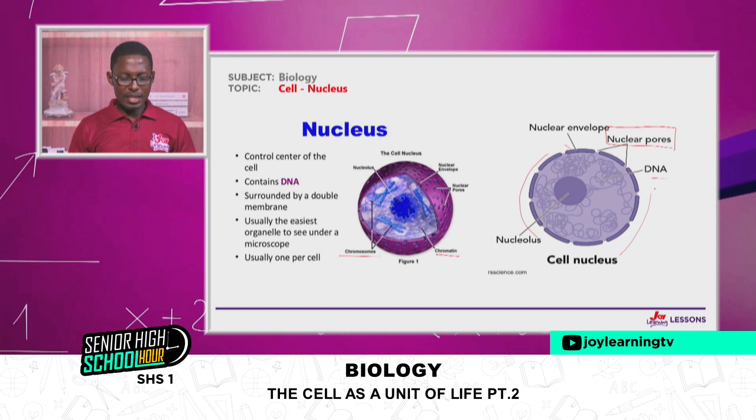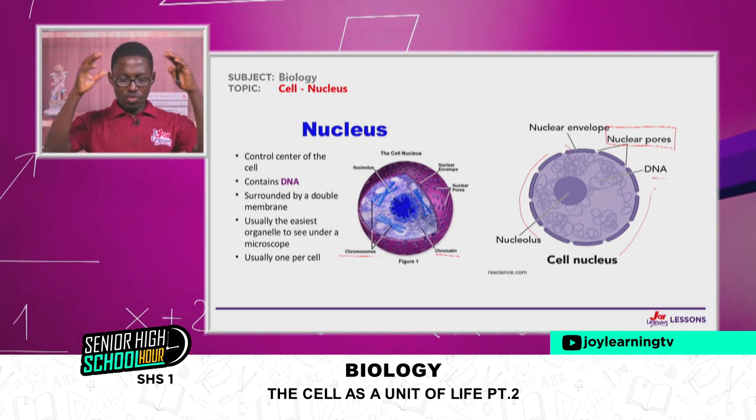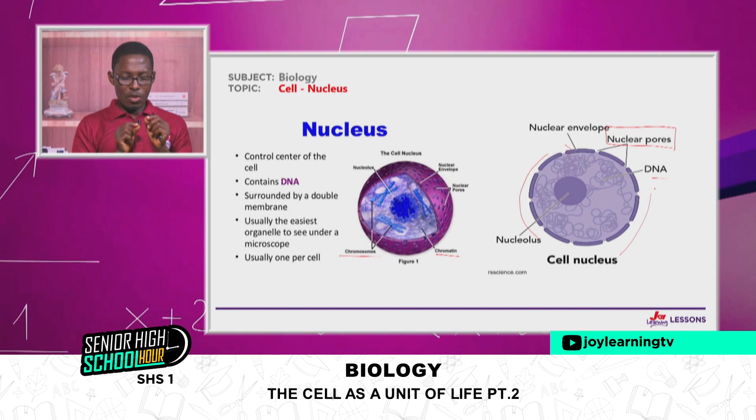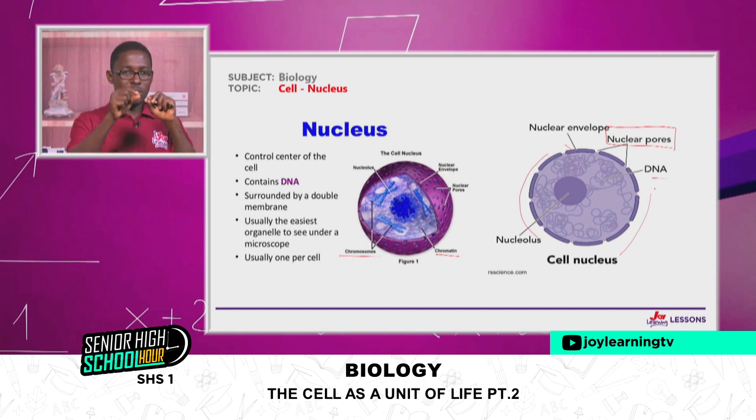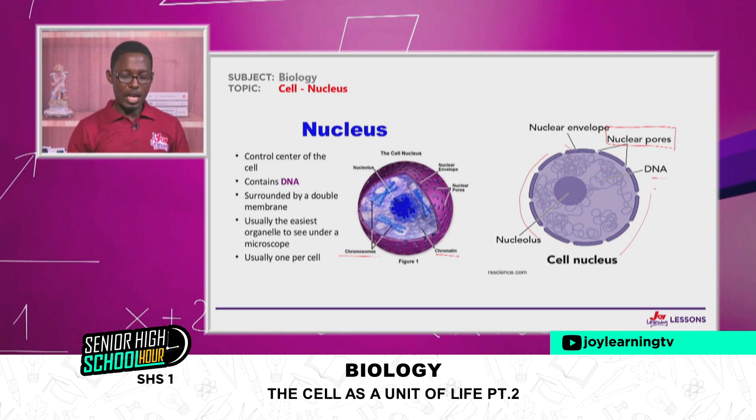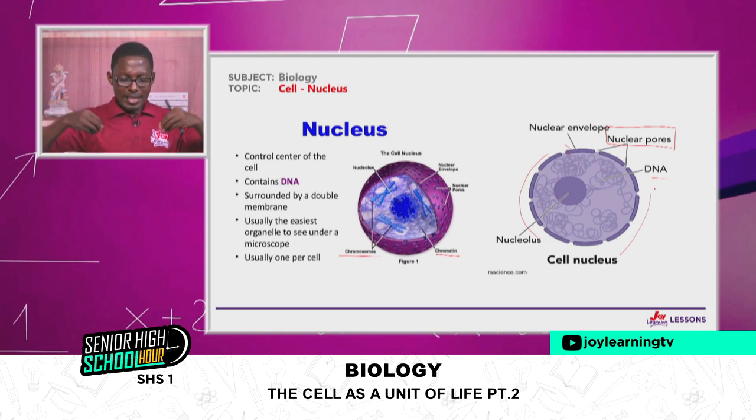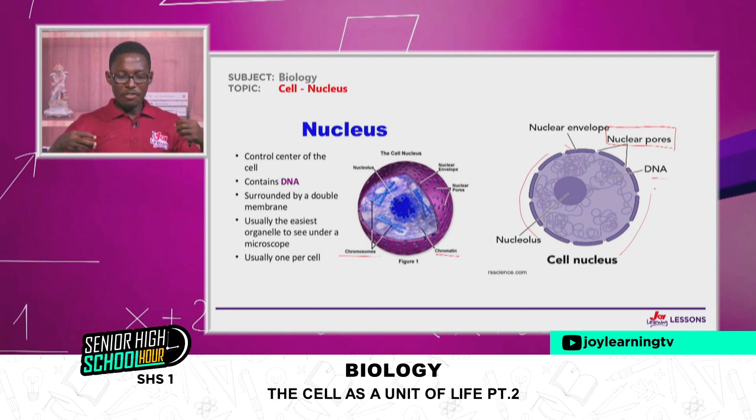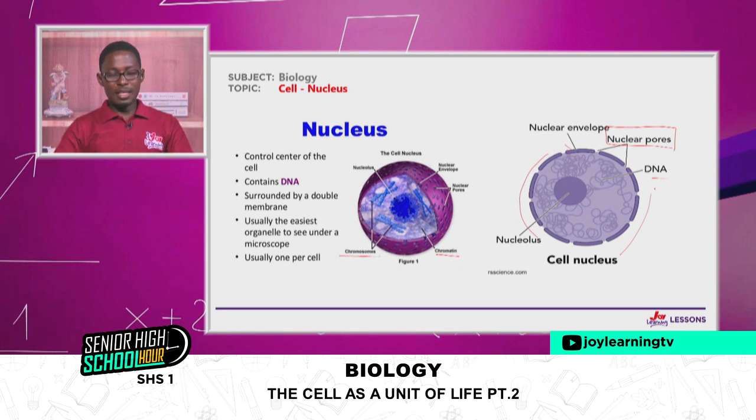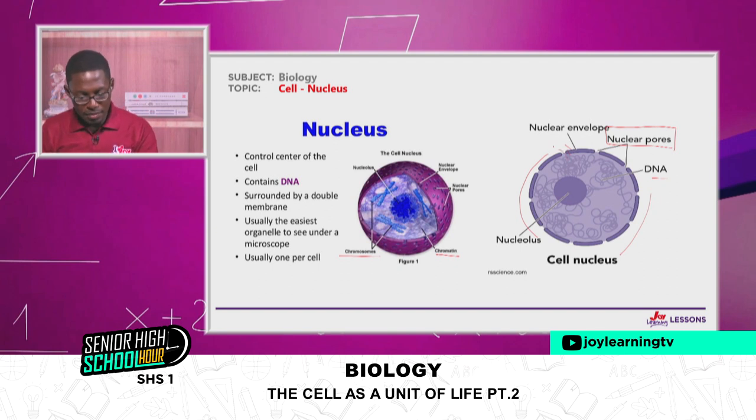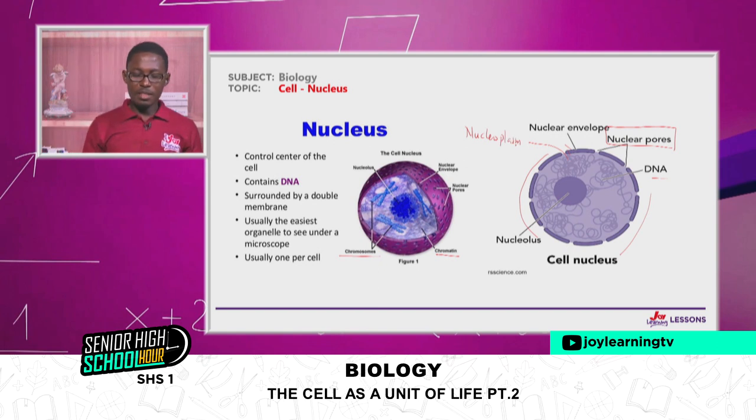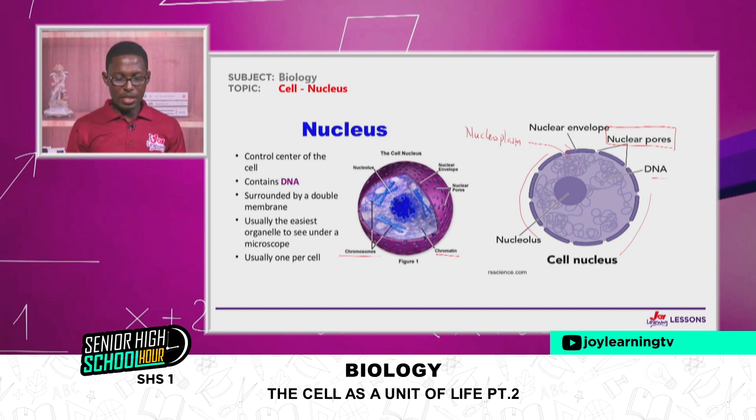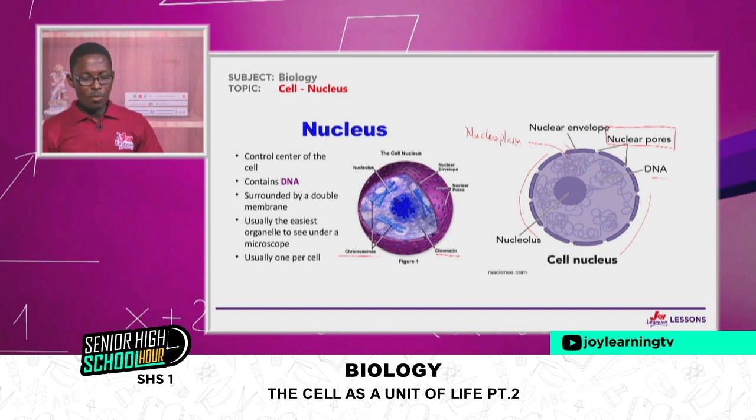So now let's look at the picture again. It is round. On the rounded one, the 3D drawing, you see holes or pores there. We call them nuclear pores. When you enter inside, there is also a fluid within the nucleus, which is called nucleoplasm. Within the nucleoplasm are other structures, which are the chromatin.